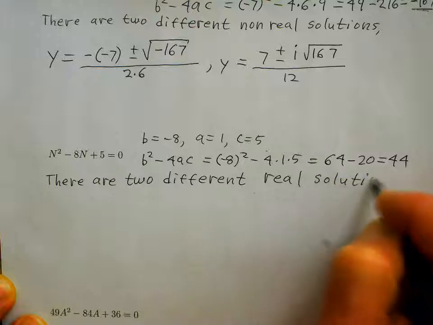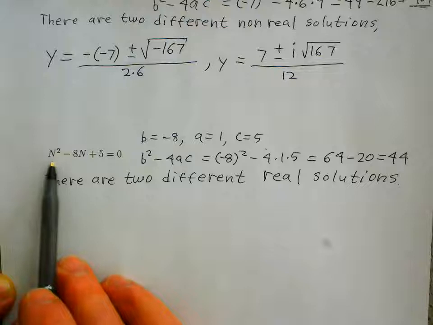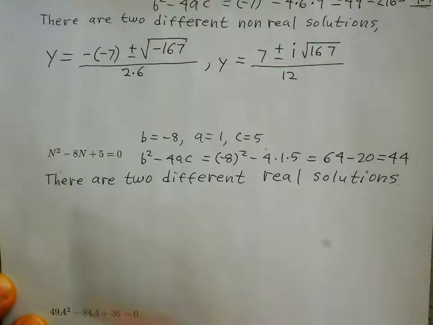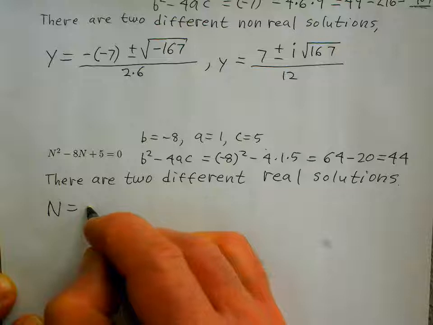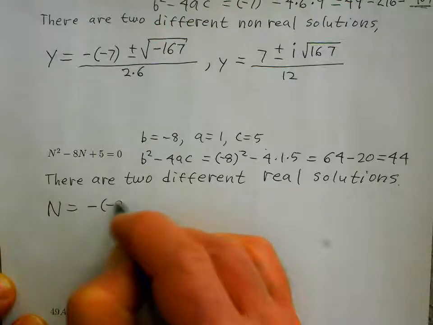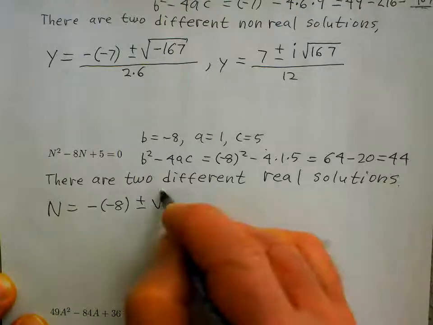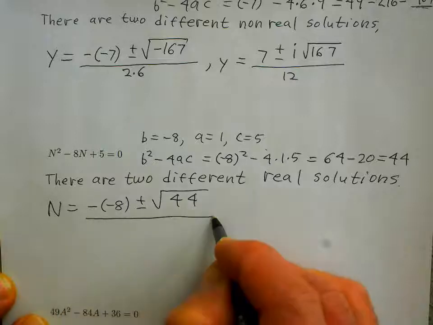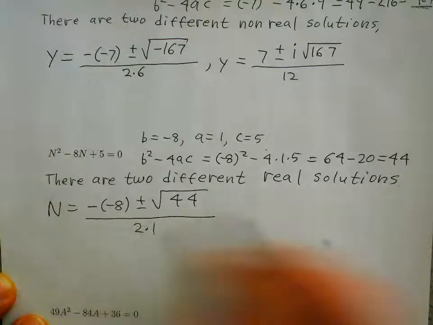Okay, now we find the solutions using the quadratic formula. Make sure you use the correct variable. The variable in this equation is n. So n equals -b, or the negative of -8, plus and minus the square root of the discriminant, or the square root of 44 in this case, divided by 2 times a, or 2 times 1.